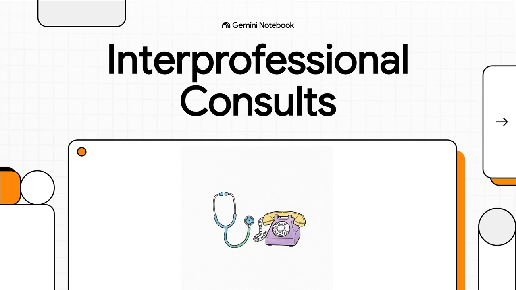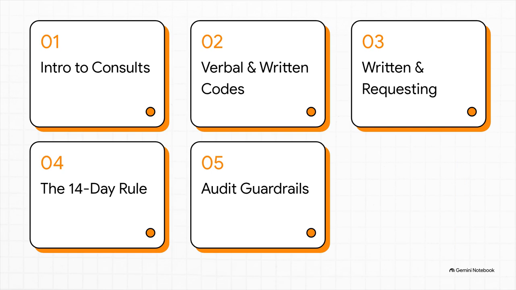All right, let's jump right in. Here's our quick roadmap for today. We'll kick things off with an intro to interprofessional consults, then move into verbal and written time codes, written only and requesting codes, the super strict 14-day exclusion rule, and wrap up with audit guardrails and documentation.